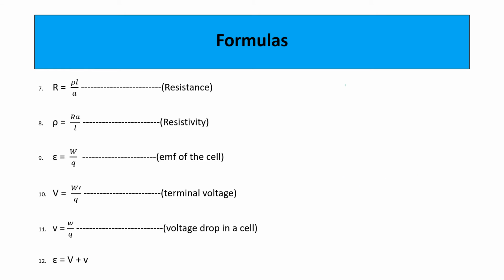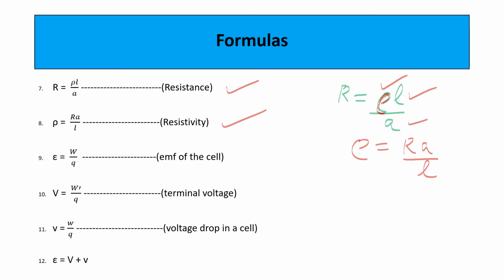We learned resistance R. R is equal to rho L by A, where rho is the resistivity. Resistivity rho from this expression is rho is equal to RA by L, where rho is the resistivity, L is the length and A is the area of cross section.